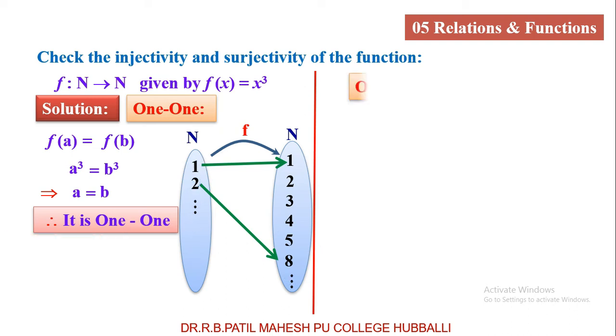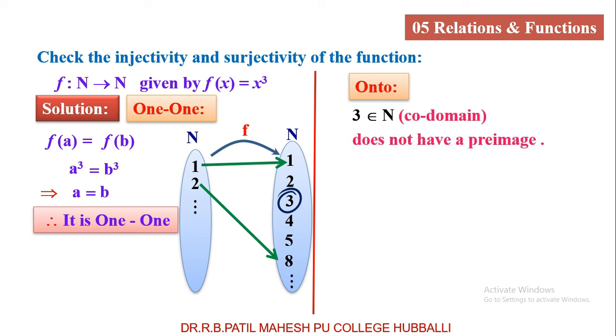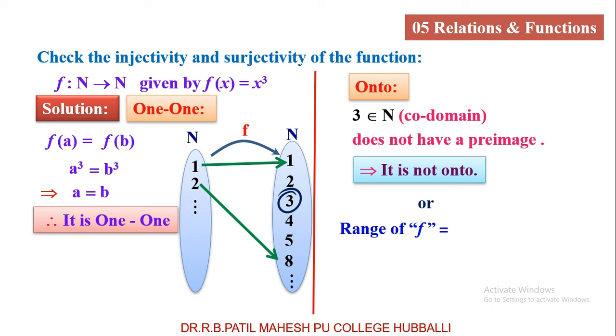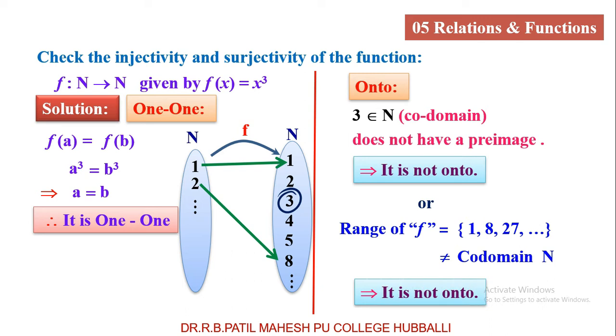Next, for onto. The element 3 that you can see in the diagram, 3 is in the codomain, does not have a pre-image. Clearly, you can observe that in the diagram. Therefore, the function is not onto. Or, the range of this function is 1, 8, 27 and so on. The codomain is the natural numbers. So, definitely 1, 8, 27 and so on is not equal to the codomain, that is N. Hence, the function is not onto. This is very simple. Hope you understood.